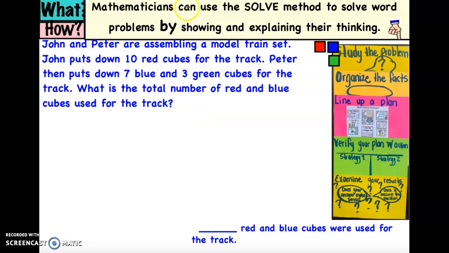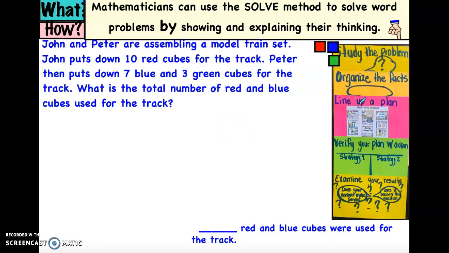So read with me. John and Peter are assembling a model train set. John puts down 10 red cubes for the track. Peter puts down 7 blue and 3 green cubes for the track. What is the total number of red and blue cubes used for the track? So, let's take a minute. Let's study the problem.